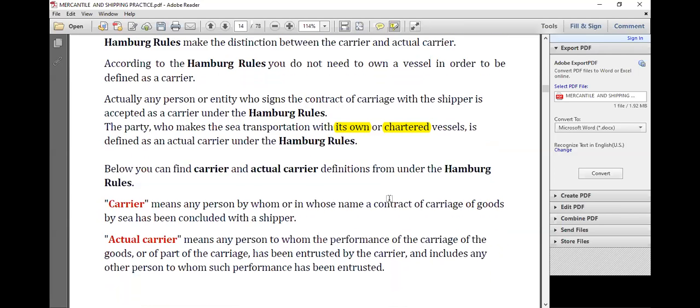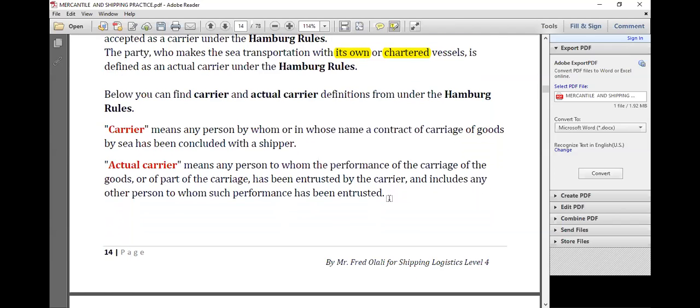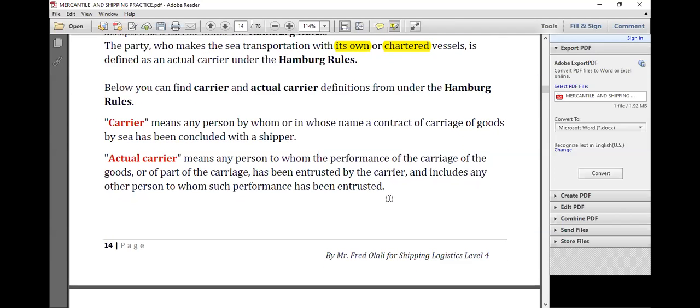Now, there is a little bit of difference, as you can see down here, in the way the two have been split. Carrier means any person by whom or in whose name a contract of carriage of goods by sea has been concluded with the shipper. So it makes a carrier any person by whom or in whose name a contract of carriage of goods by sea has been concluded with the shipper.